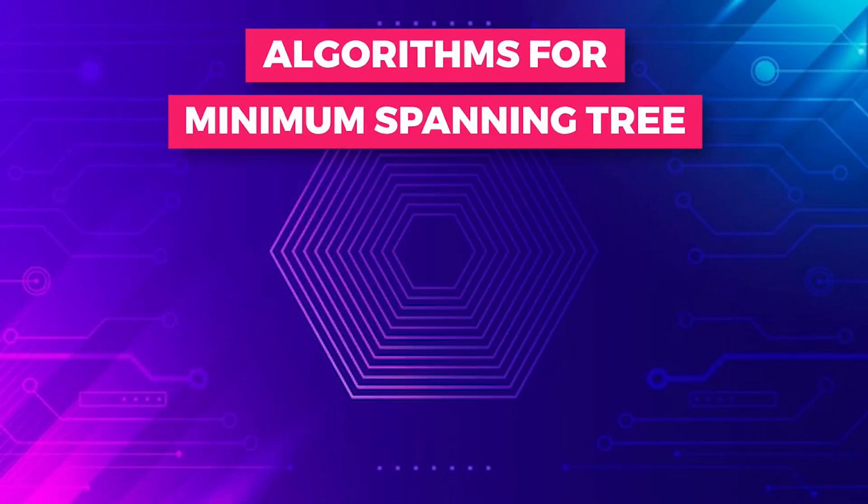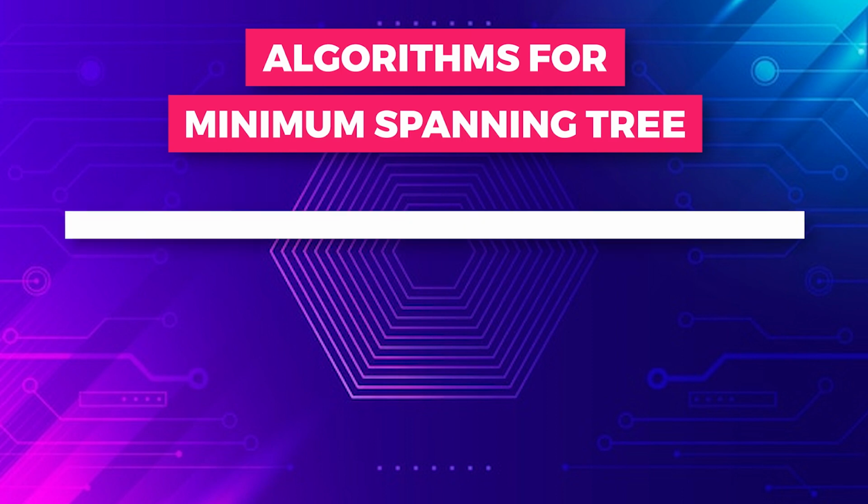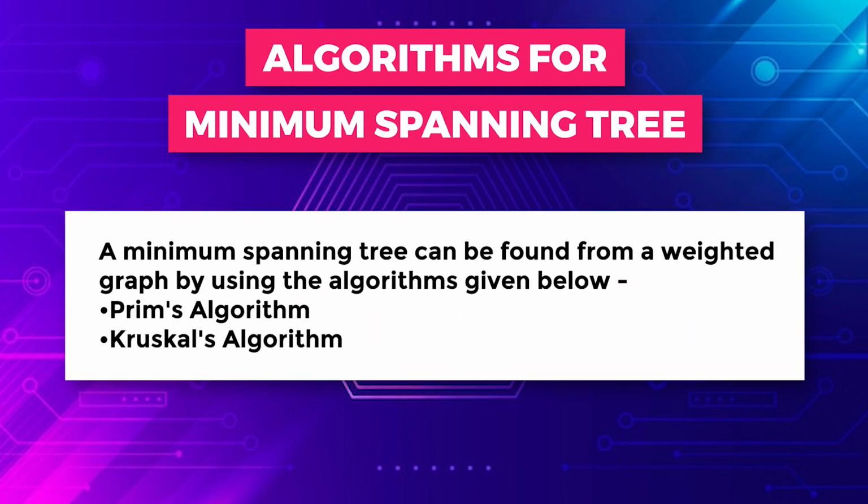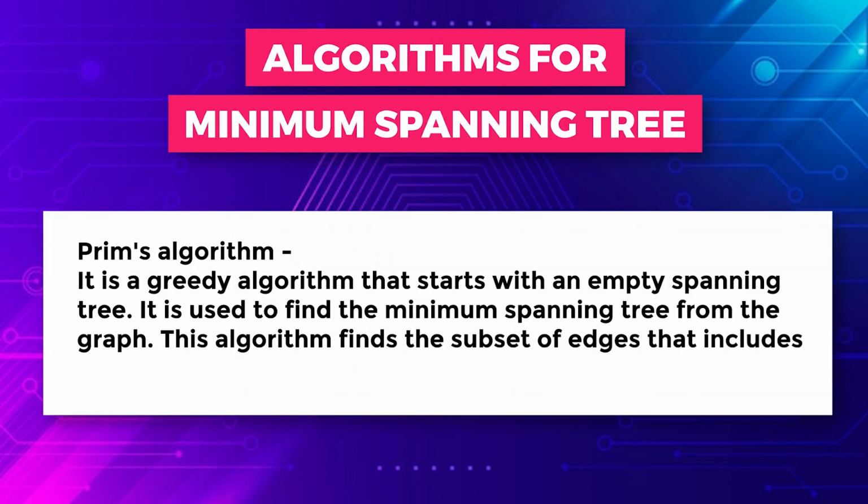Now, algorithms for the minimum spanning tree. A minimum spanning tree can be found from a weighted graph by using the given algorithms, like Prim's algorithm as well as Kruskal's algorithm. Let's see a brief description of both of the algorithms listed. The first one is Prim's algorithm.